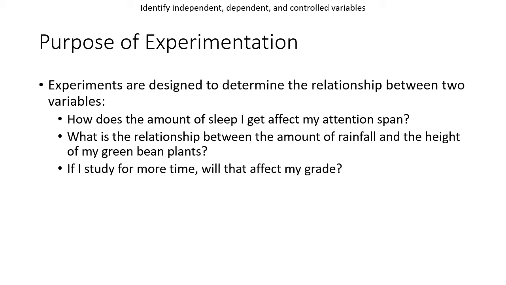Next question. What is the relationship between the amount of rainfall and the height of my green bean plants? So here we're looking at the relationship between how much rain we get and the height of our plants. Again, two variables. And then finally, the last example. If I study for more time, will that affect my grade? Now this one might not be quite as clear, but still notice we're asking about two variables. A, how much study time you put in, and B, your grade. So all of those would be questions that could lead us to doing an experiment.